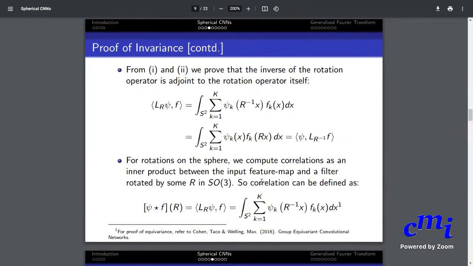And now you have this inner product between LR and F. The inner product of LR of psi and F is defined as an integral over S2 of the summation over k of psi k. We have just expanded the definition of this LR and sigma. In case of normal images, we take that 3x3 matrix, put it on some part of the image, multiply all the things and add them up. This is exactly the same thing, but with the spherical.